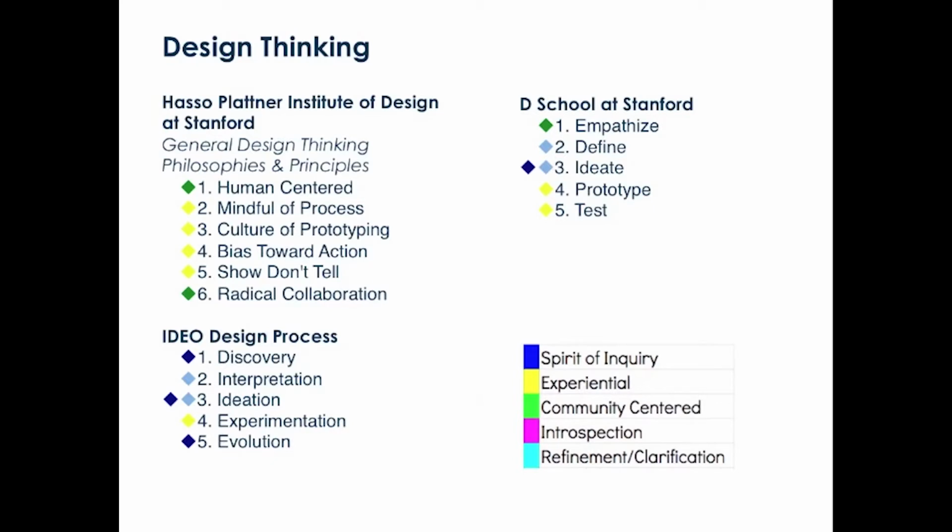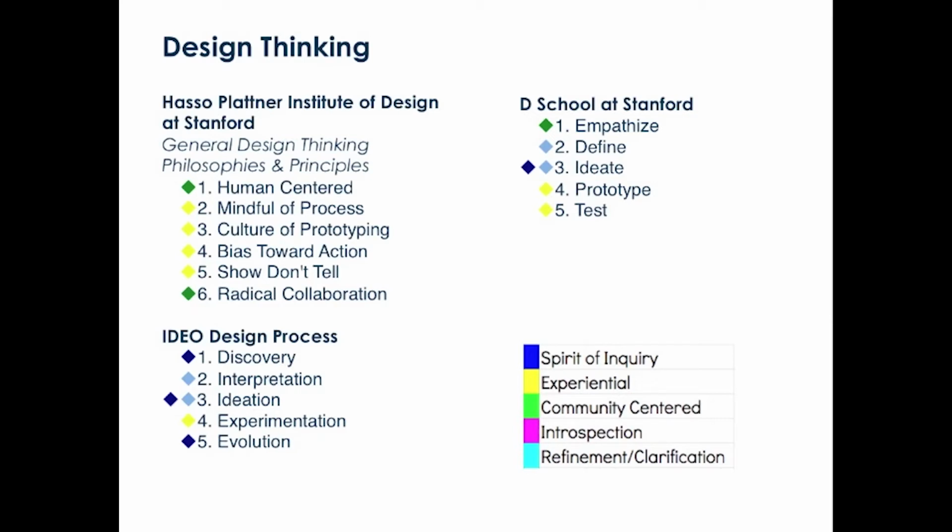When we look at design thinking, I'm looking at 3 different pieces of research. I'm looking at the Hasso-Plattner Institute of Design at Stanford. I'm looking at the D School at Stanford, D stands for design, and I'm looking at the IDEO design process. So these are coded a little bit differently, which is really interesting, but you'll notice that the Hasso-Plattner Institute and the D School, their number 1 criteria, which is the green criteria, community-centeredness, is empathy or human-centeredness.